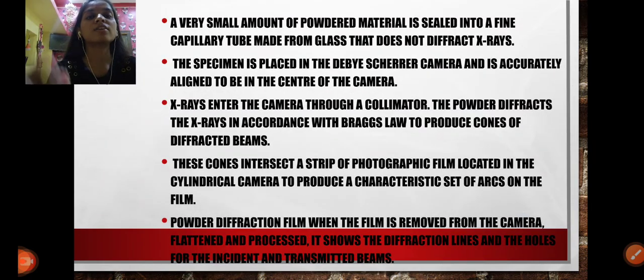In this, a small amount of sample is present in a capillary, and this capillary is put in the middle of the camera. When the X-ray is incident on this capillary, it is diffracted in different directions. It forms cones of diffraction. These cones intersect a strip of photographic film located in the cylindrical camera to produce a characteristic set of arcs on the film.